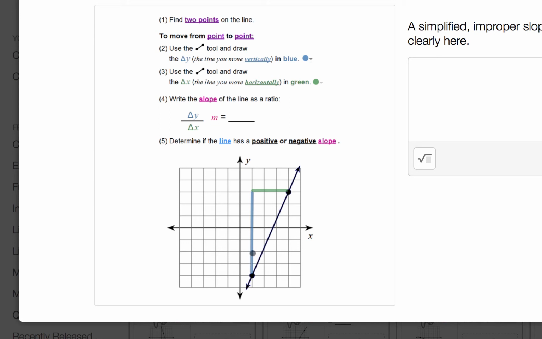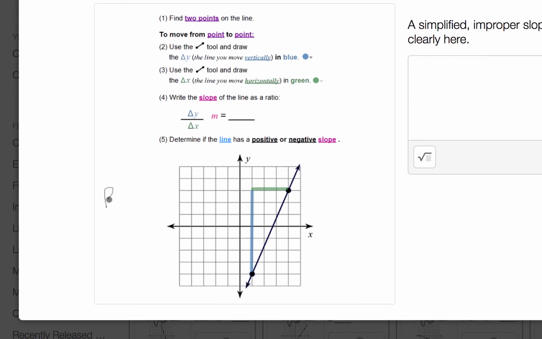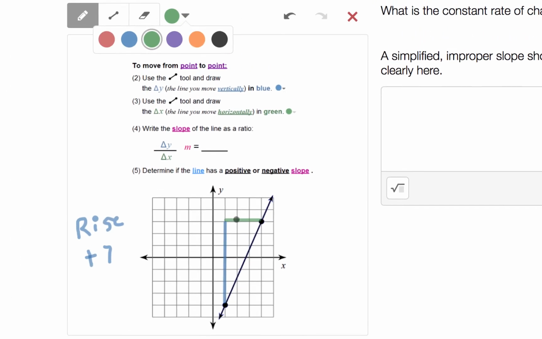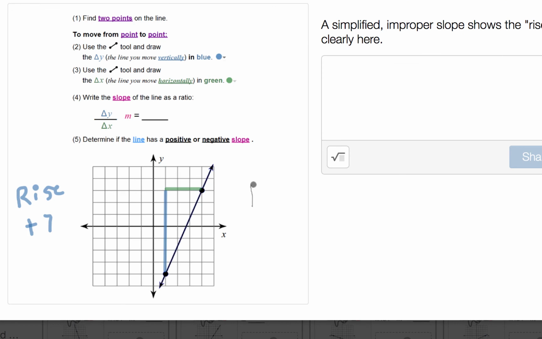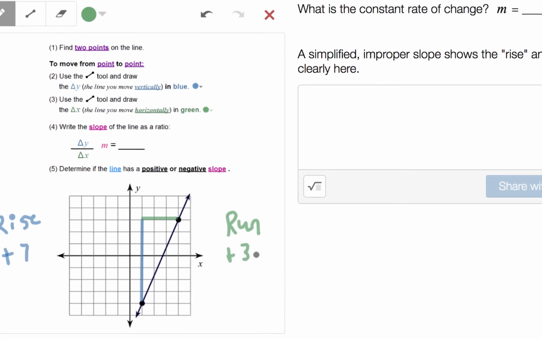1, 2, 3, 4, 5, 6, 7. So that's a rise. Positive 7. 1, 2, 3. So the run, positive 3.